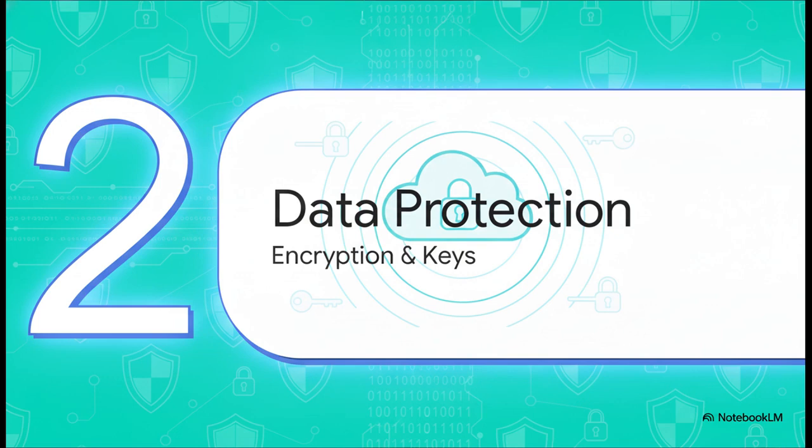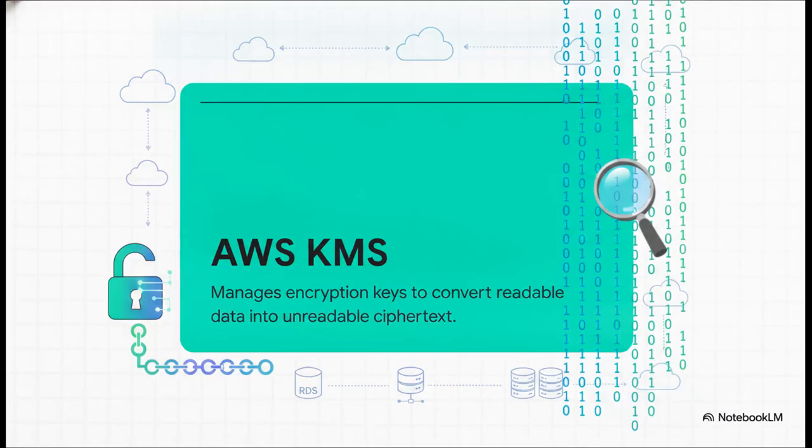Moving right along to bucket number 2, data protection and encryption. All right, let's talk AWS KMS, which stands for Key Management Service. Basically, KMS creates and manages the encryption keys that convert your readable data into unreadable ciphertext. If you need to protect data at rest, whether that's in S3 buckets, EBS volumes, or RDS databases, KMS is absolutely your go-to. The exam tip here is super simple. KMS is strictly associated with managing encryption keys.